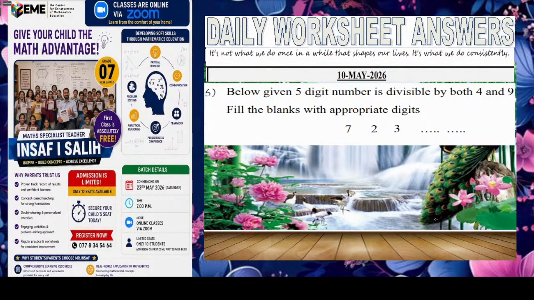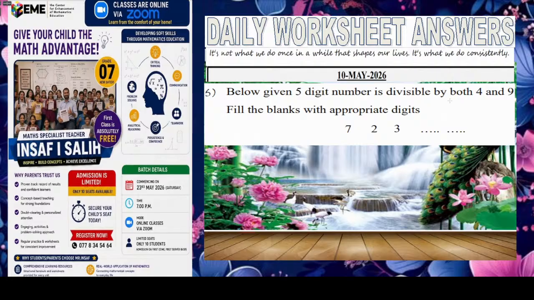Let's look at question number 6. The 5-digit number given below is divisible by both 4 and 9. Fill the blanks with appropriate digits. We have been given a 5-digit number, but the last 2 digits are missing. So we have to say what the last 2 digits should be.